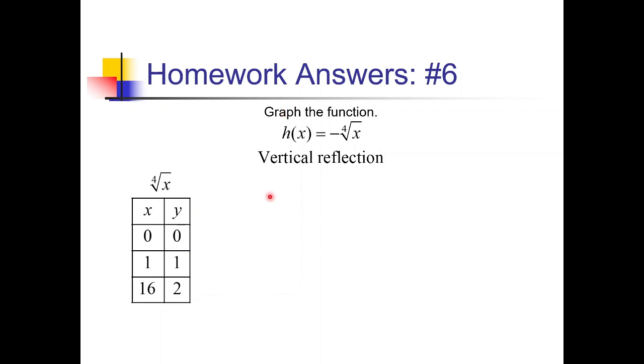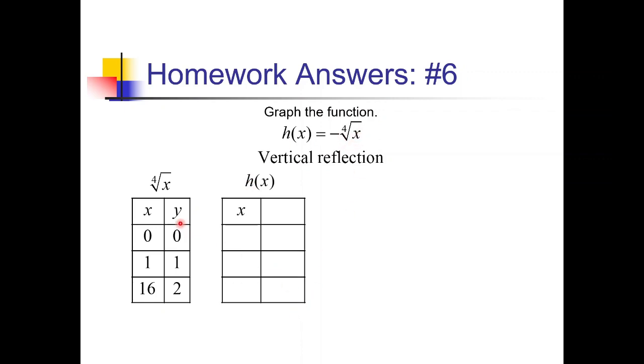All right, so let's do the h table now. X is staying the same because there were no changes inside the function. For y, we're now going to do negative y. We're flipping everything vertically. So the x values are still 0, 1, and 16. For the y values, now we have 0, -1, and -2.